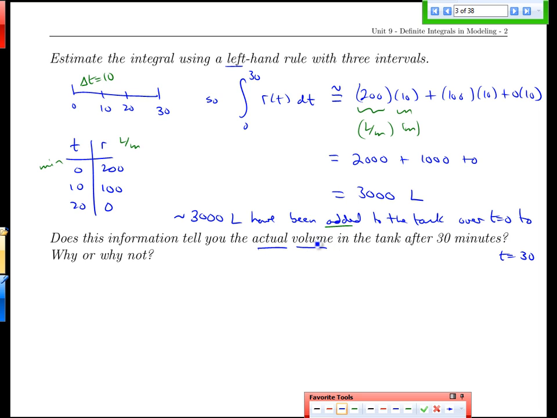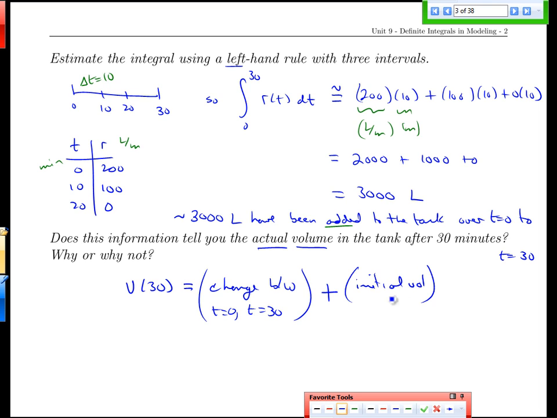What do we need to know about the actual volume? Well, if we wanted to know V of 30, what would that equal? Well, it would be the change between t equals 0 and t equals 30. But we'd add that to the initial volume. So this change is our integral.